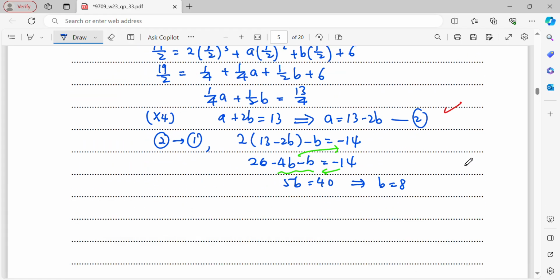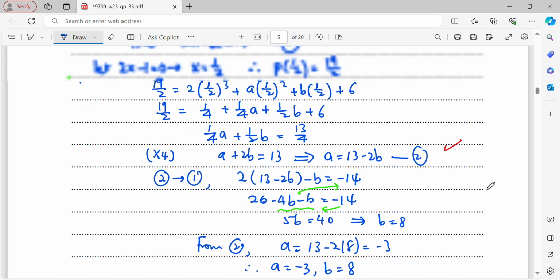So once you get b as 8, then I can just find my a from the second equation. So now my a is going to be 13 minus 2 times 8, which is minus 3. So then I will get a is negative 3 and b is positive 8. So that's the solution of this question.